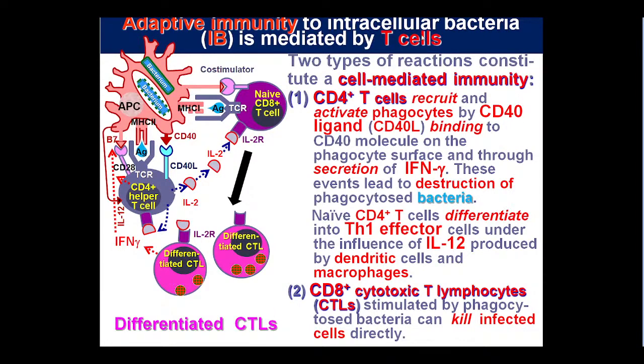Adaptive immunity to the intracellular bacteria. So natural killers and phagocytes are cells of the innate immunity, not of the acquired immunity. The cells of acquired immunity that play an important role in the immunity against intracellular bacteria are CD4 helper cells and CD8 cytotoxic T lymphocytes.